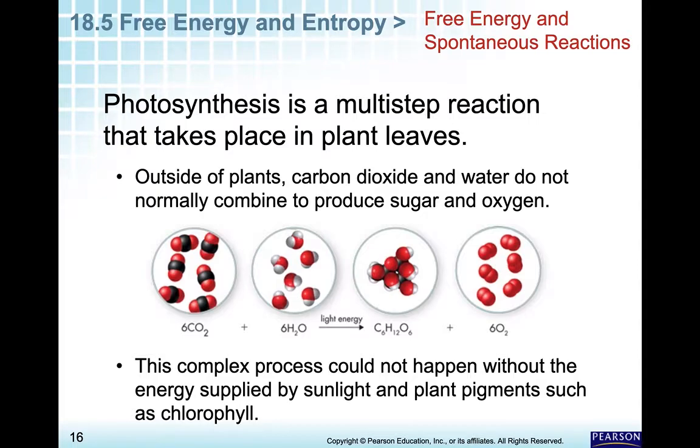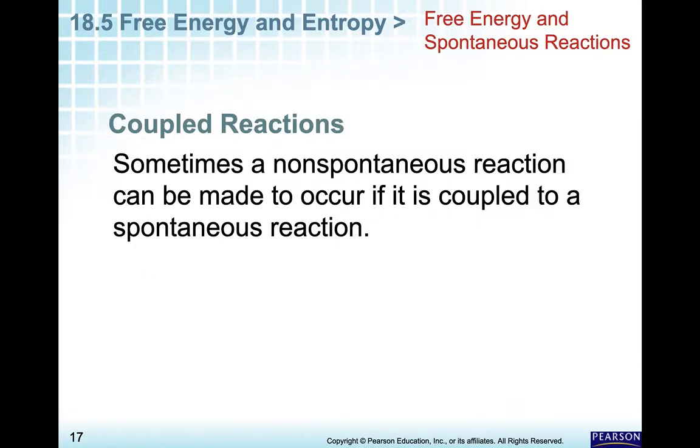We've got carbon dioxide in our air, water vapor in our air, and we don't see them just spontaneously combining to rain down sugar on us. That's not something that we see happen naturally. But in a plant, there is energy supplied by sunlight and the plant pigments like chlorophyll. There's a set of conditions in the plant that makes this process spontaneous, and it's a set of conditions that just doesn't exist for us elsewhere.